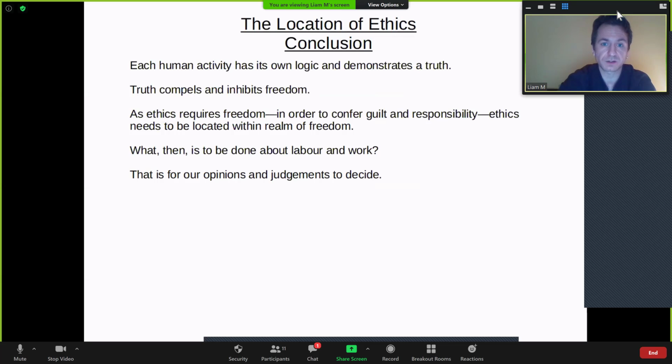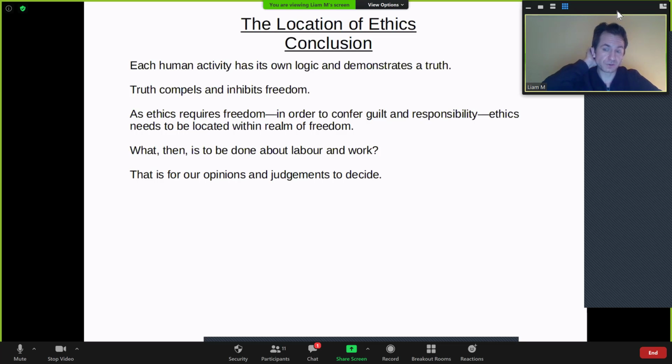So this is my conclusion. Each human activity has its own logic and demonstrates a kind of truth. But truth compels and inhibits freedom. As we saw at the start, ethics requires freedom in order to confer guilt and responsibility, among other things. Ethics needs to be located within the realm of freedom, but we then have a problem. What is then to be done about labor and work?